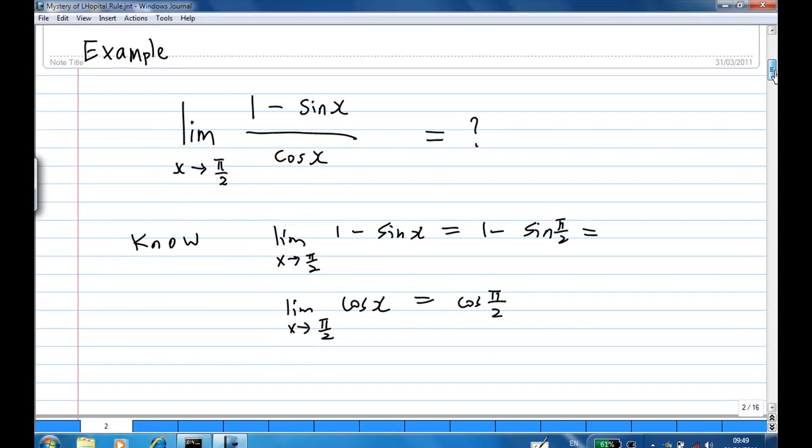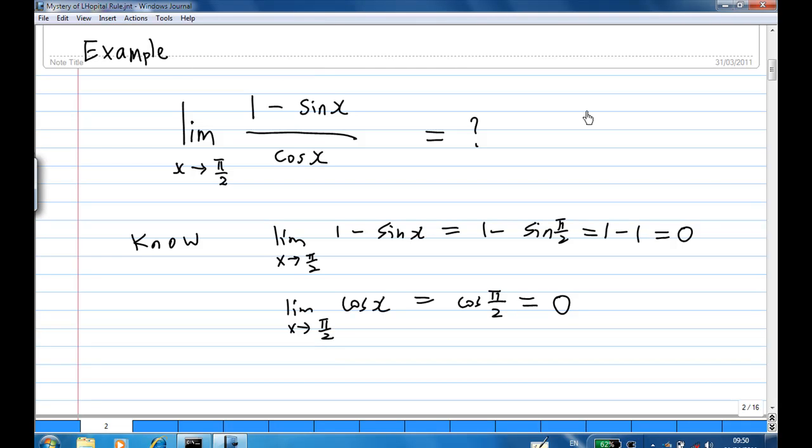Let's look at an example. If I'm going to find the limit of x goes to pi over 2 of (1 minus sine x) over cosine x, what is this limit now? We know that 1 minus sine x is continuous at x equals pi over 2, so the value will give you 1 minus sine pi over 2, and this number is 1 minus 1, it is 0. And cosine x is continuous at pi over 2, so cosine pi over 2 will give you 0 as well.